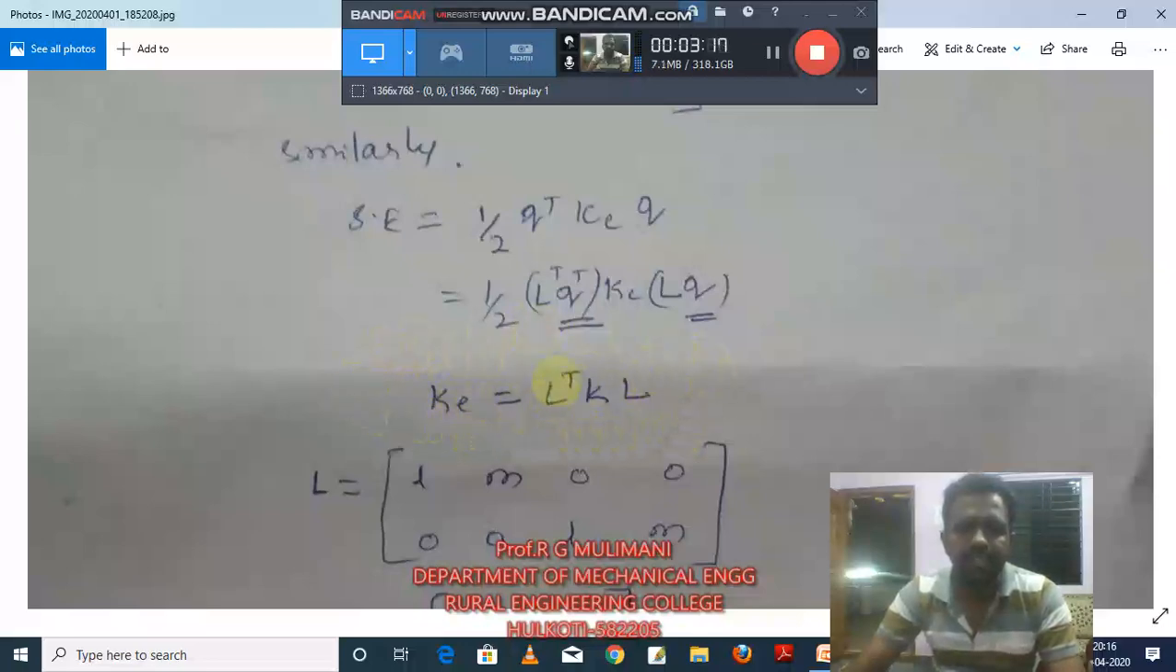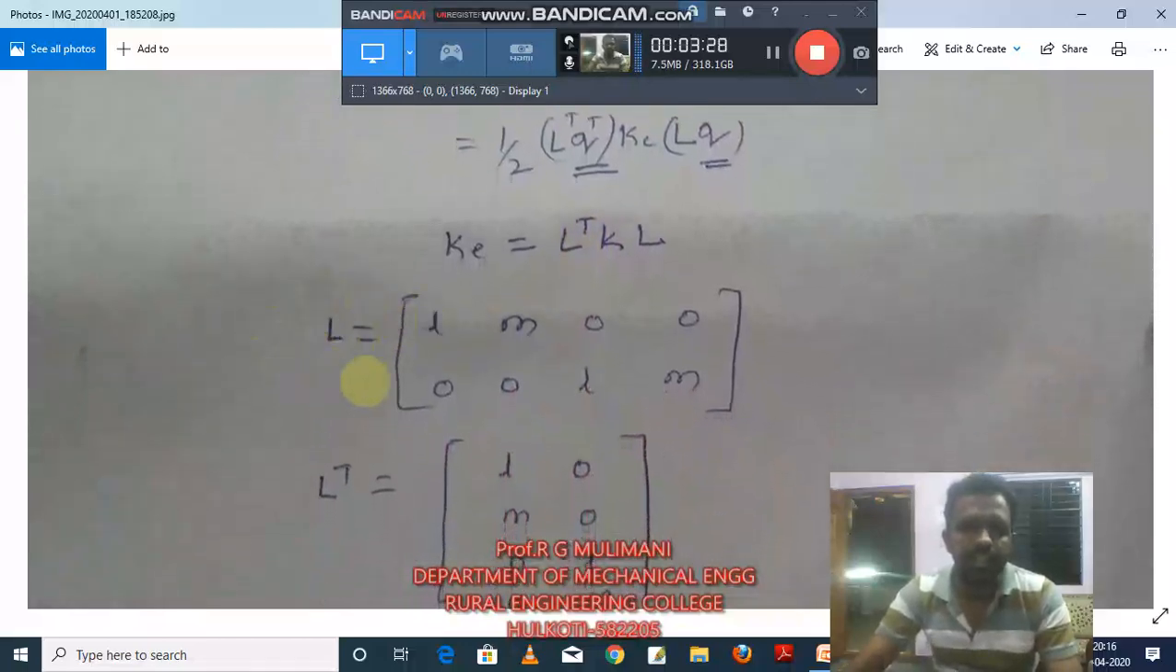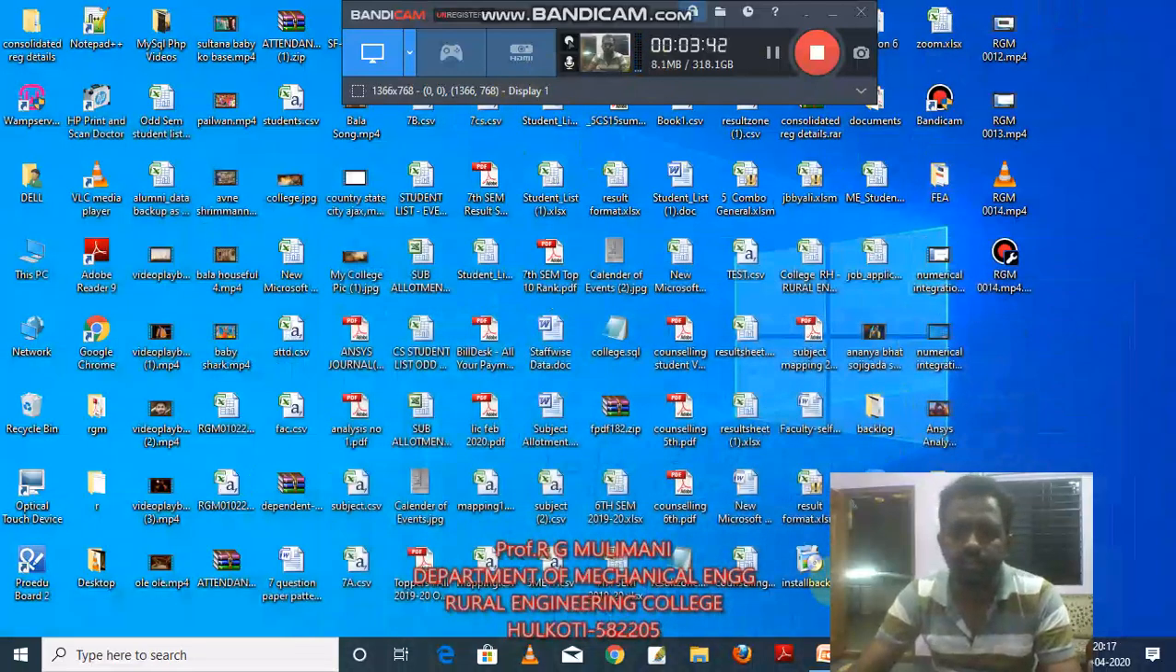So K is equal to L transpose K L, where L is the transformation matrix, already derived in the last video. L is equal to the matrix l, m, 0, 0; 0, 0, l, m. What are l and m here? They are the direction cosines: l is equal to cos theta and m is equal to sin theta. I will show you here.